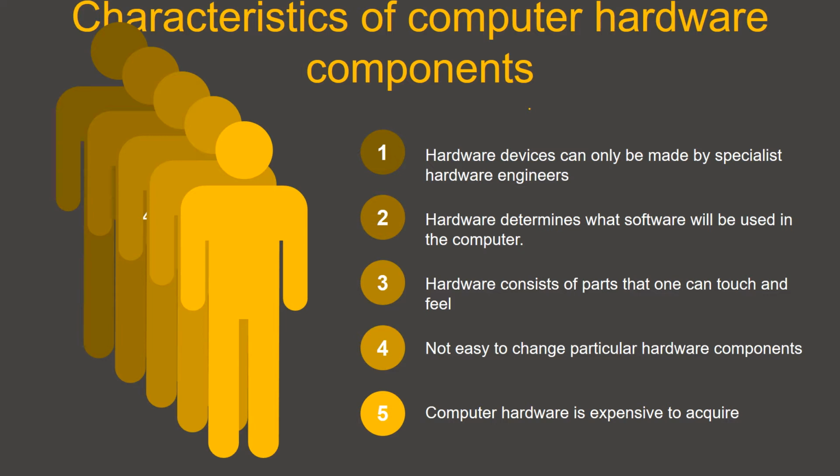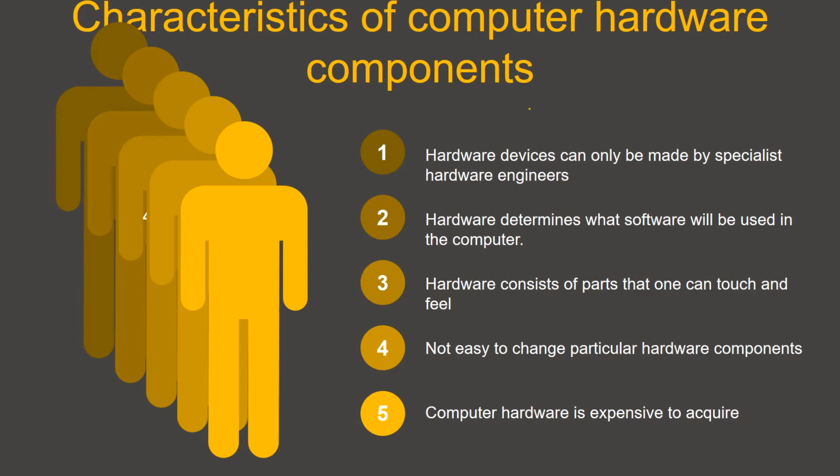Then the hardware consists of parts that one can touch and feel. Yes, because I can touch my mouse, I can touch my keypad, I can place my hand on my screen, because they are just the parts of the computer that we can touch with our hands. Then it is not easy to change a particular hardware component. Like I cannot say, okay, because I have issues on my motherboard, which is actually inside the system, we're actually going to come to that, you just open your CPU and bring it. You can't do that to your hardware component.